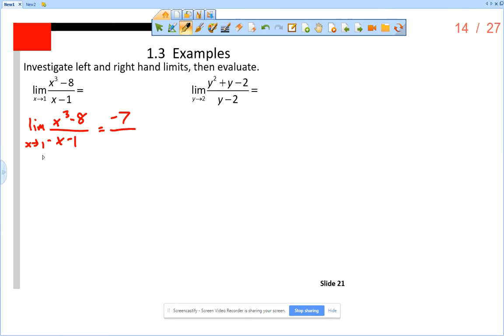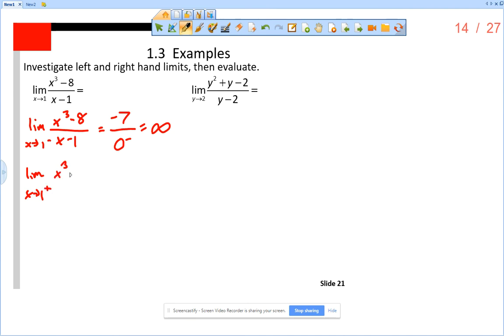All right, denominator, 1 from the left. So 1 minus 1 is, of course, 0. But what is a number to the left of 1? Like 0.9. 0.9 minus 1 is a negative number. So now I'm going to have a negative 7 over 0 from the left. That's a negative over a negative. That means I'm approaching positive infinity. All right, what about the limit as x approaches 1 from the right?